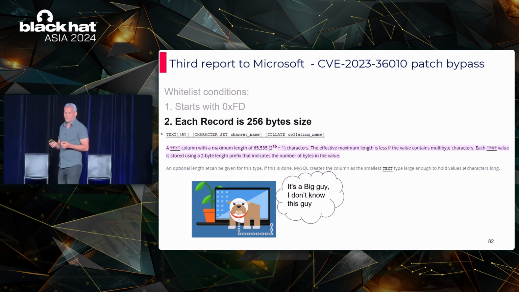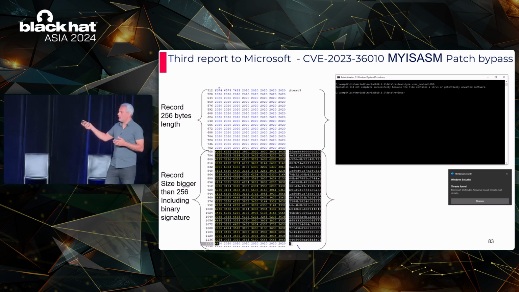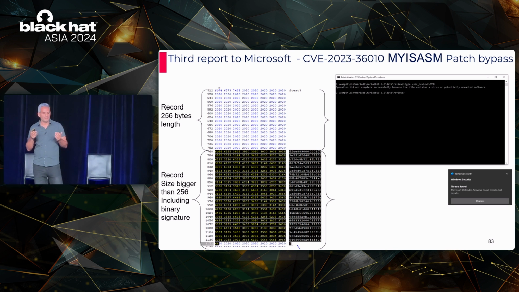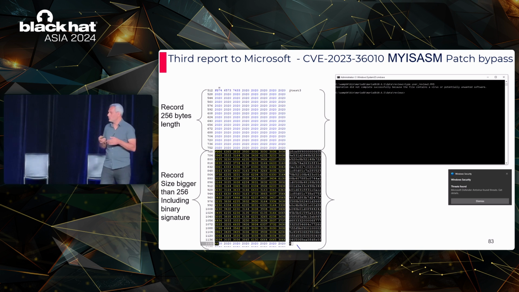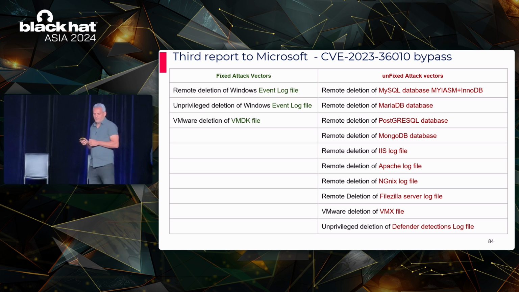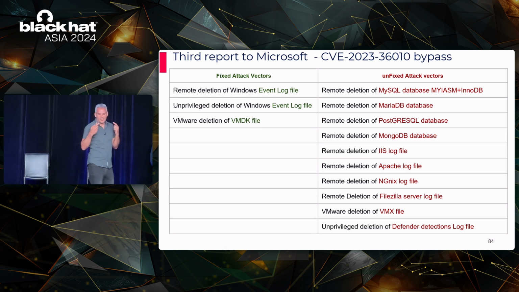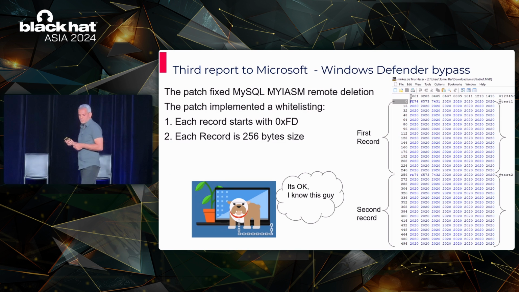What will happen if the victim DB uses a non-default textual field? As we can see, we were able to insert our Levinian case signature into a field larger than 256 bytes in the MySQL MyISAM database file and bypass the whitelisting logic. So we were able to bypass almost all attack vectors fixed by 2 different patches, after a year from the original patch and report, of course.